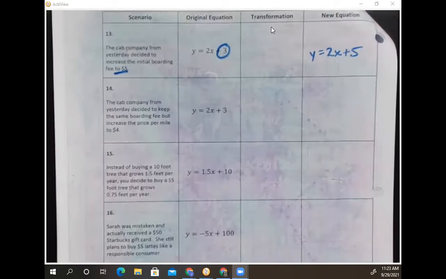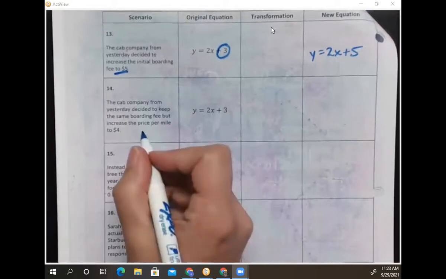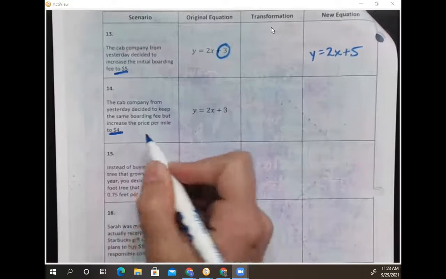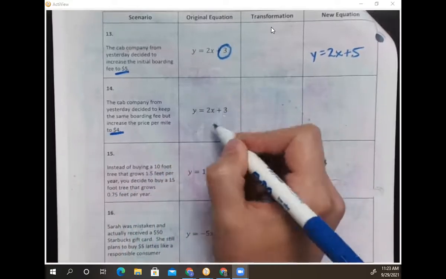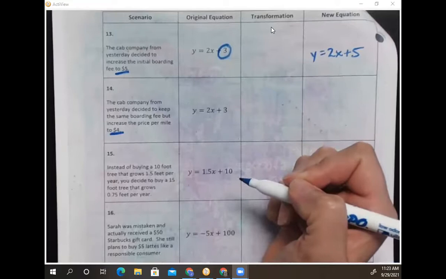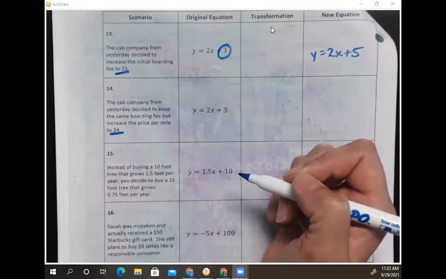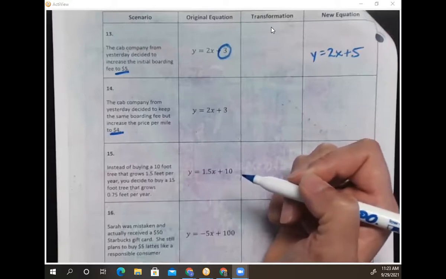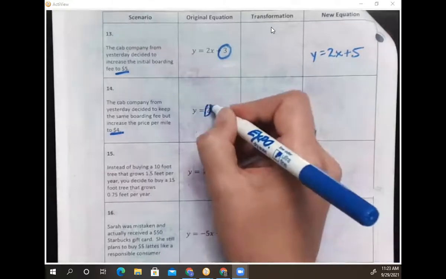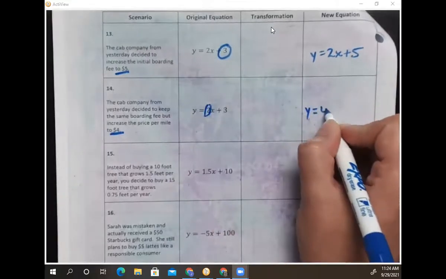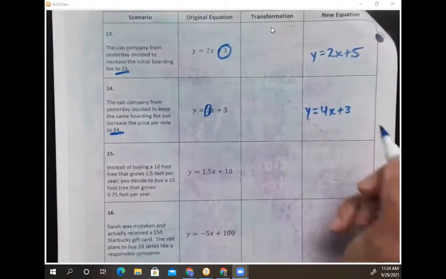Now, let's say they decided to keep the same boarding fee, but they're going to change their price per mile to $4. Here's our original function. How is this function going to change if we change our price per mile to $4? What will I do to my function? Yeah, this part's going to change. So our function will now be y equals 4x plus 3.